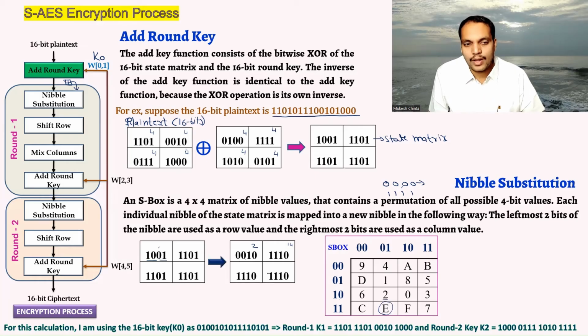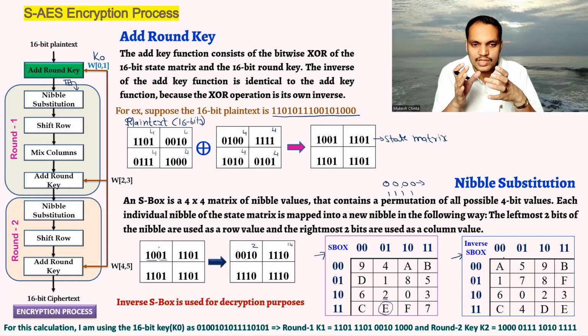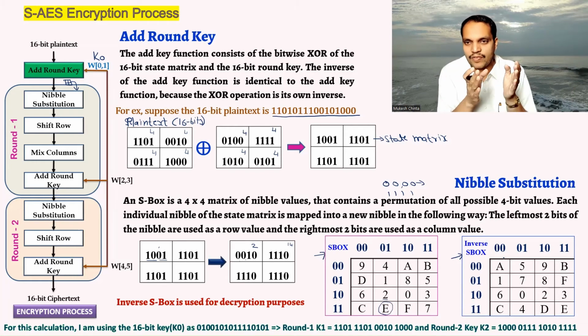It's a straightforward thing. But remember, during the decryption process, we have an inverse S box. The inverse S box is used for decryption purposes. I'll show you an example for decryption also. This S box is used for the encryption part, and this S box is used for the decryption part. Remember that nibble substitution is nothing but: if you take a 4-bit number, the first 2 bits represent the row and the remaining 2 bits represent the column, and at the intersection, whatever value is there is a hexadecimal value. You just write it down in the form of 4 bits. That's all. Straightforward.